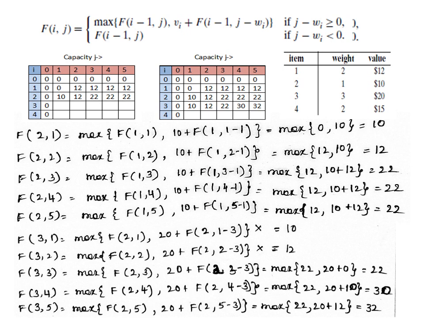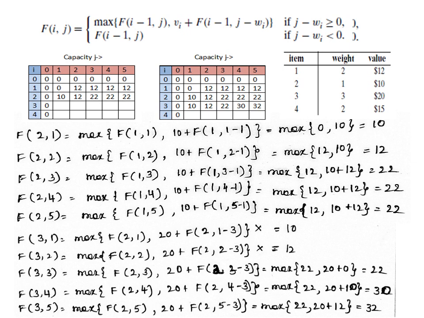In the first table, f of 2, 1 is equal to 10. Then f of 2, 2 is equal to the maximum of f of 1, 2, the second value 10 plus f of 1, 2 minus 1, which is equal to the maximum of 12 and f of 1, 2. What is f of 1, 2? F of 1, 2 is 12.